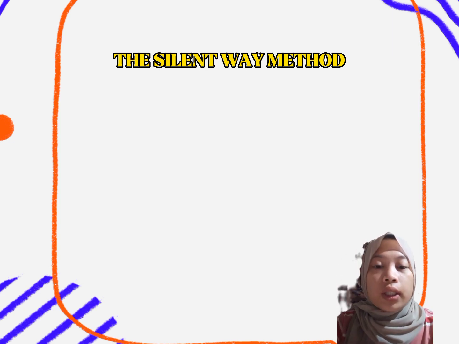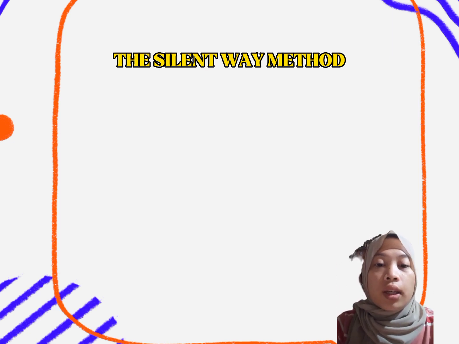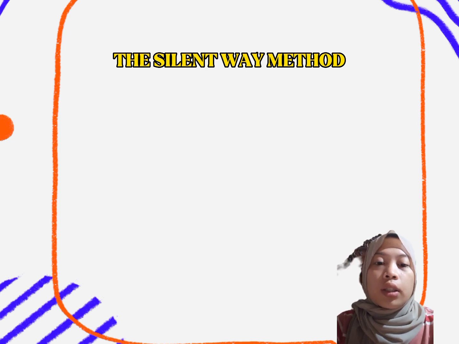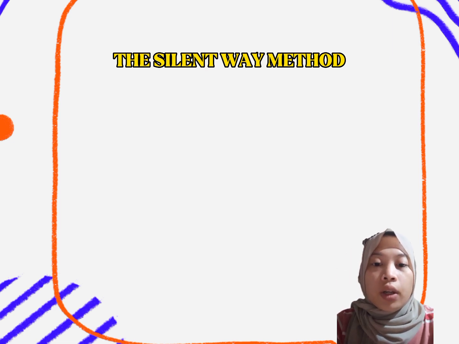Okay, so the teacher's role in this method is to provide a supportive environment where the students can take risks and experiment with language. This means that the teacher speaks very little, instead using visual aids to help convey meaning. The students are encouraged to work together to figure out new concepts, and they are given ample time to process information before moving on.